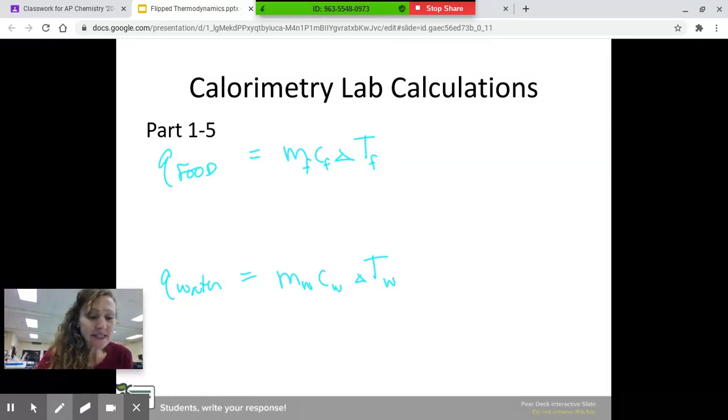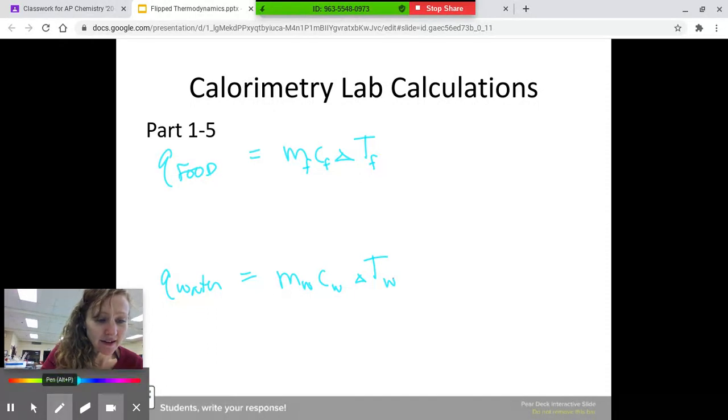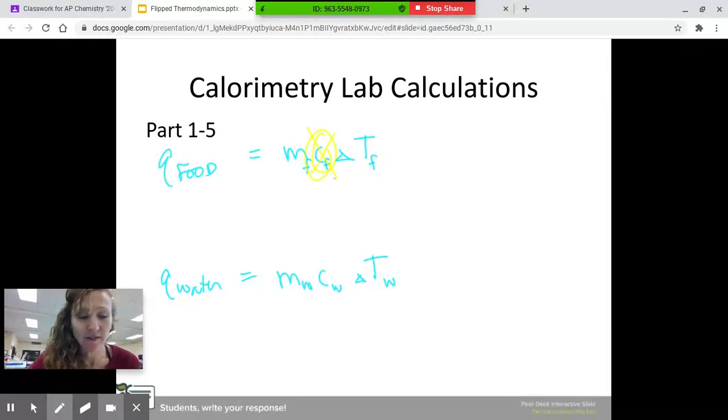So we are missing the C for food. We don't have that. And food is kind of weird. It doesn't really have a heat capacity. It gives off heat. It doesn't really absorb heat and change temperature, right? So you can't actually calculate the Q of food. We have to get it a different way. Any suggestions?